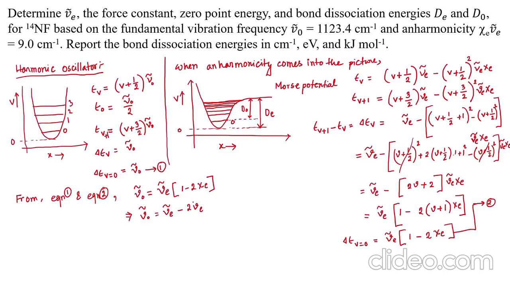you may have wondered why I am doing this for this question. So now you will get the idea. See, for this question, your fundamental vibrational frequency is given, which is V naught, right? Again, fundamental is the 0 to 1 transition, that is given, which is your 1123.4 centimeter inverse, and your anharmonicity is also given, 9 centimeter inverse, and you need to calculate your VE, equilibrium fundamental vibrational frequency.